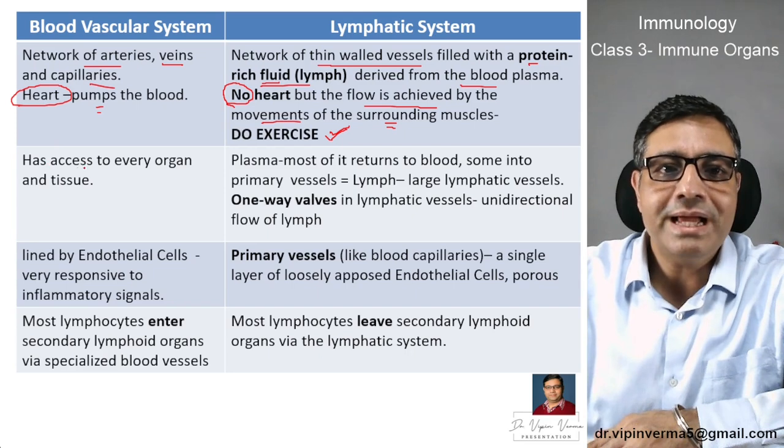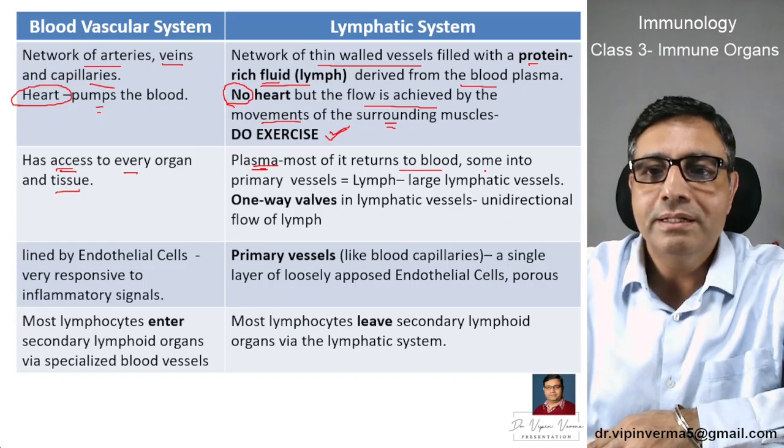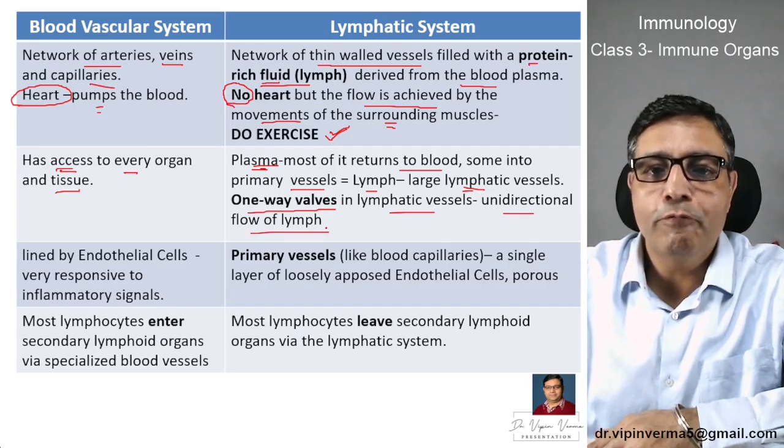Now, the blood vascular system has access to every organ and tissue. Each and every organ and each and every tissue has access to the blood vascular system. While in the lymphatic system, plasma, which is the acellular part of the blood, mostly returns to the blood, but some goes into primary vessels, and this is known as lymph, which goes into larger lymphatic vessels. And in the lymphatic vessels, we have one-way valves, which maintain the unidirectional flow of the lymph.